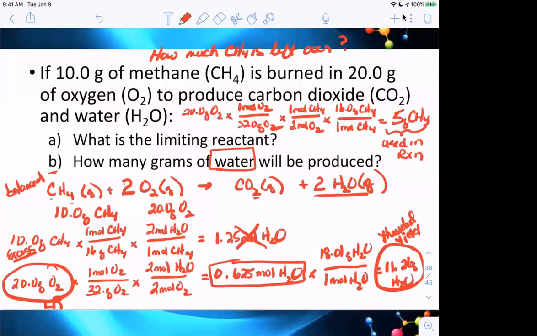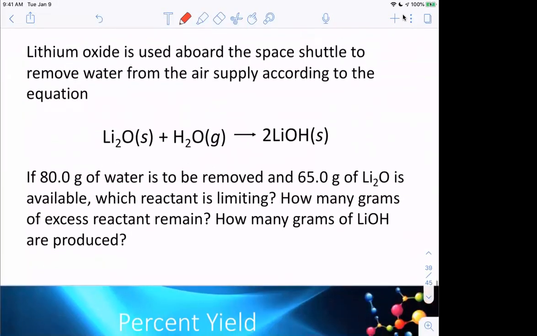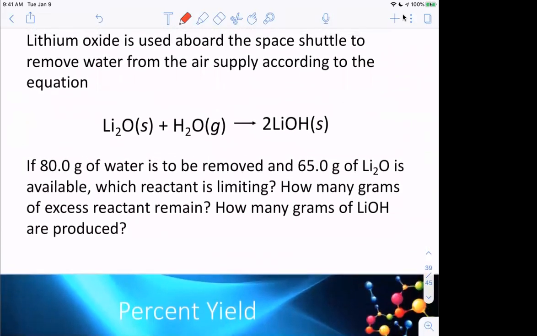So if I want to calculate the amount of methane left over, I started with 10 grams. I used 5 grams. I have 5 grams of methane, and this is the leftover. So this is another calculation that I can get from limiting reagents. Here's another example.